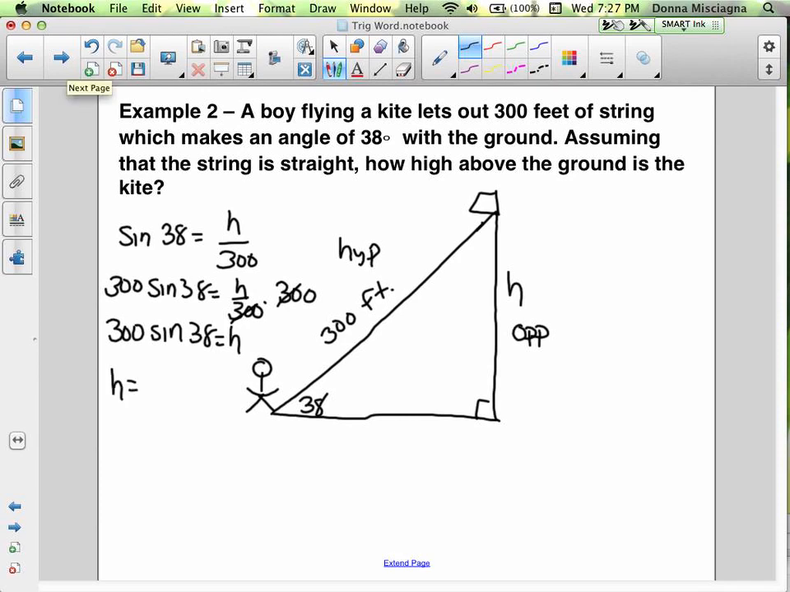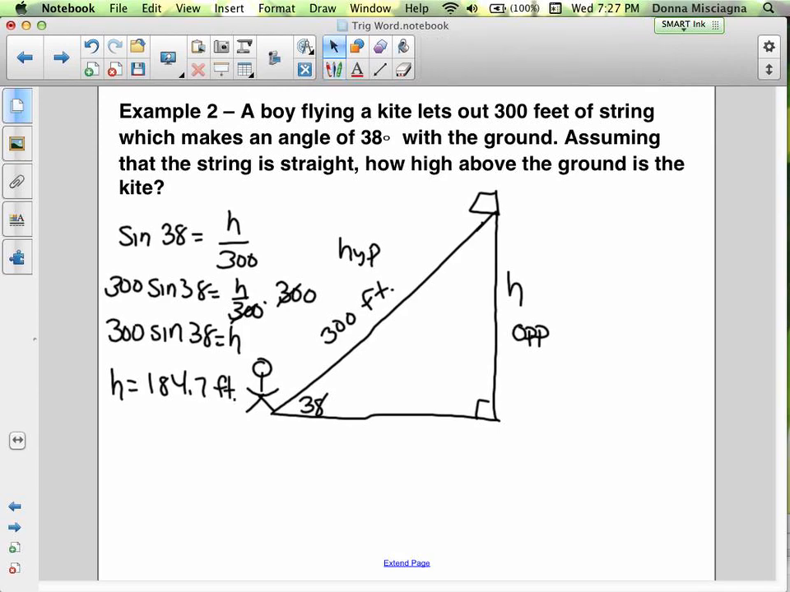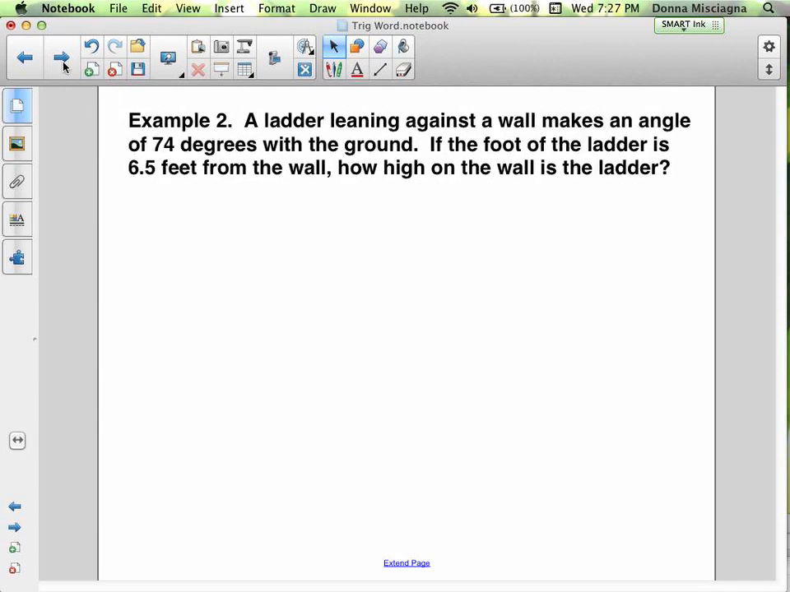So almost the same problem, 300 times sine 38, just 38 instead of 48. So now it's 184.7, because I got 184.698, so that's going to round all the way up to 7. So 184.7 feet. And we are done with our boy and his kite. Not too bad. Maybe I'll do one more example.